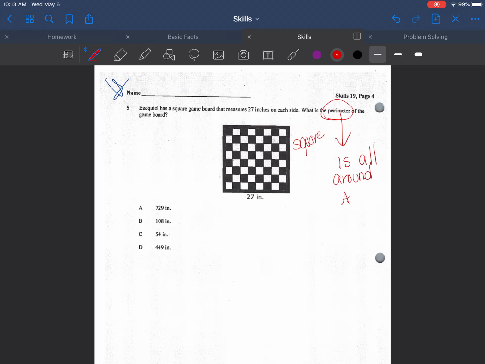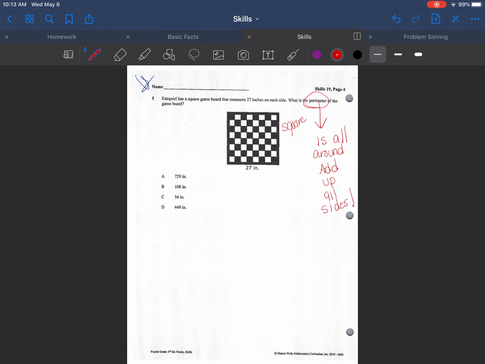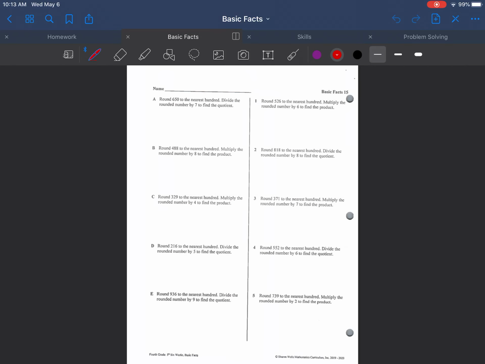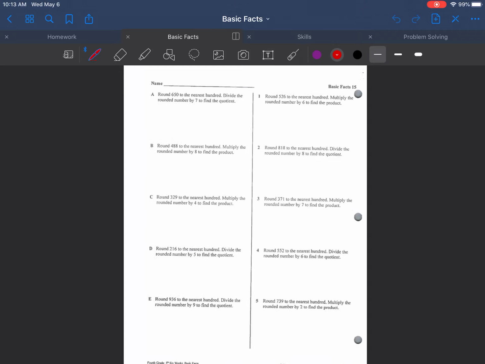Remember, perimeter's all around. Perimeter's all around. Oh, don't you know, perimeter's all around. You add up all the sides. Oh, don't you know, you add up all sides. So don't forget to add because you're looking for the perimeter. It is a square, so remember, squares are Mr. Perfect. Don't forget.